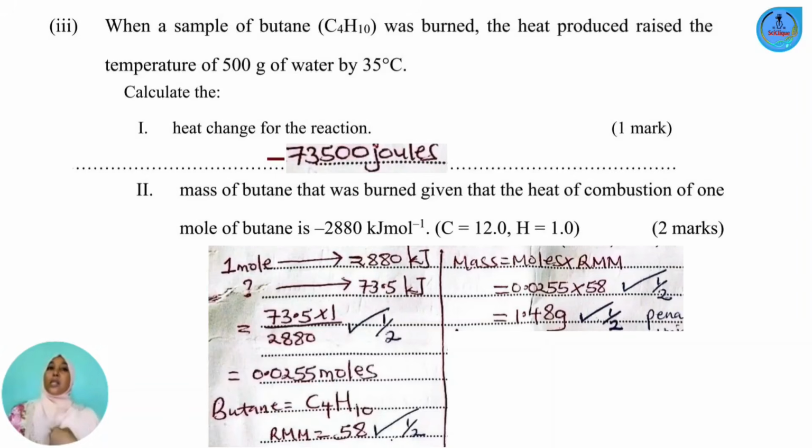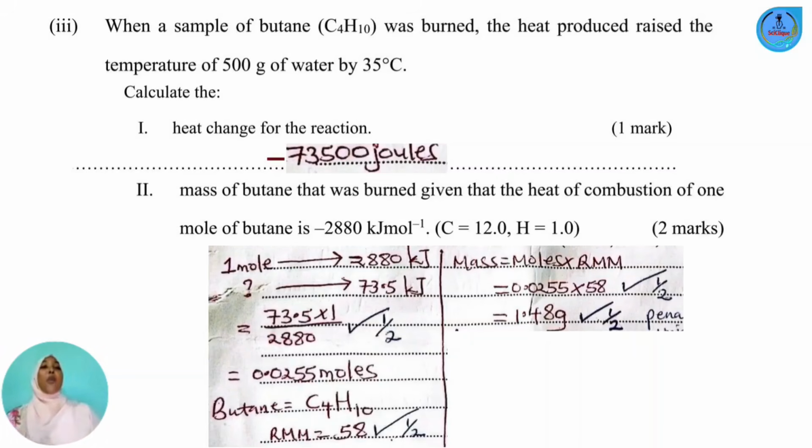What about ours, the one that evolved 73.5 kilojoules? How many moles will be present? And there is our answer. Now, we know the moles that are present in the sample that we had. So this last step is simply getting the mass. And this is very easy. If we want the mass, we need to take the number of moles multiplied by the RMM of butane. The number of moles is 0.0255.